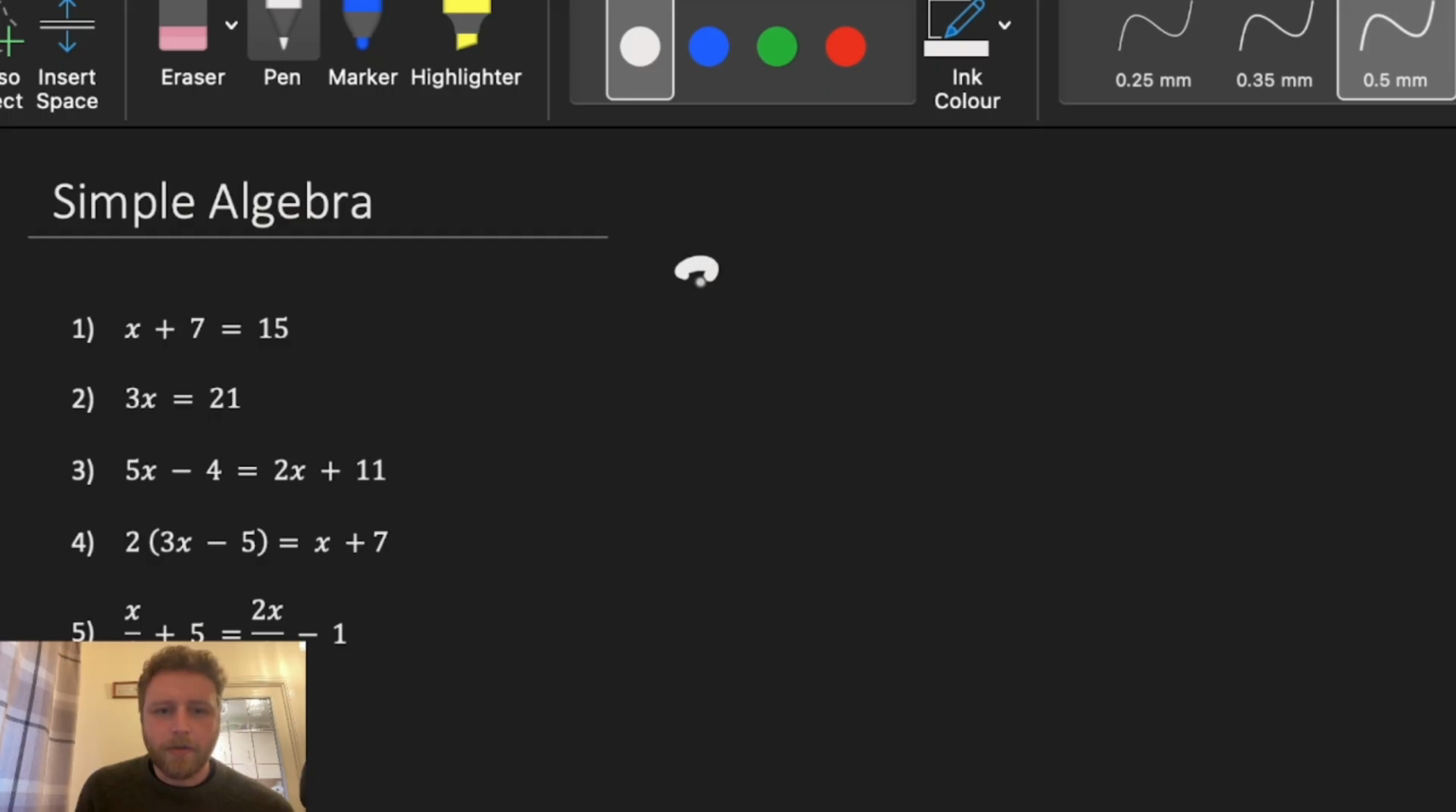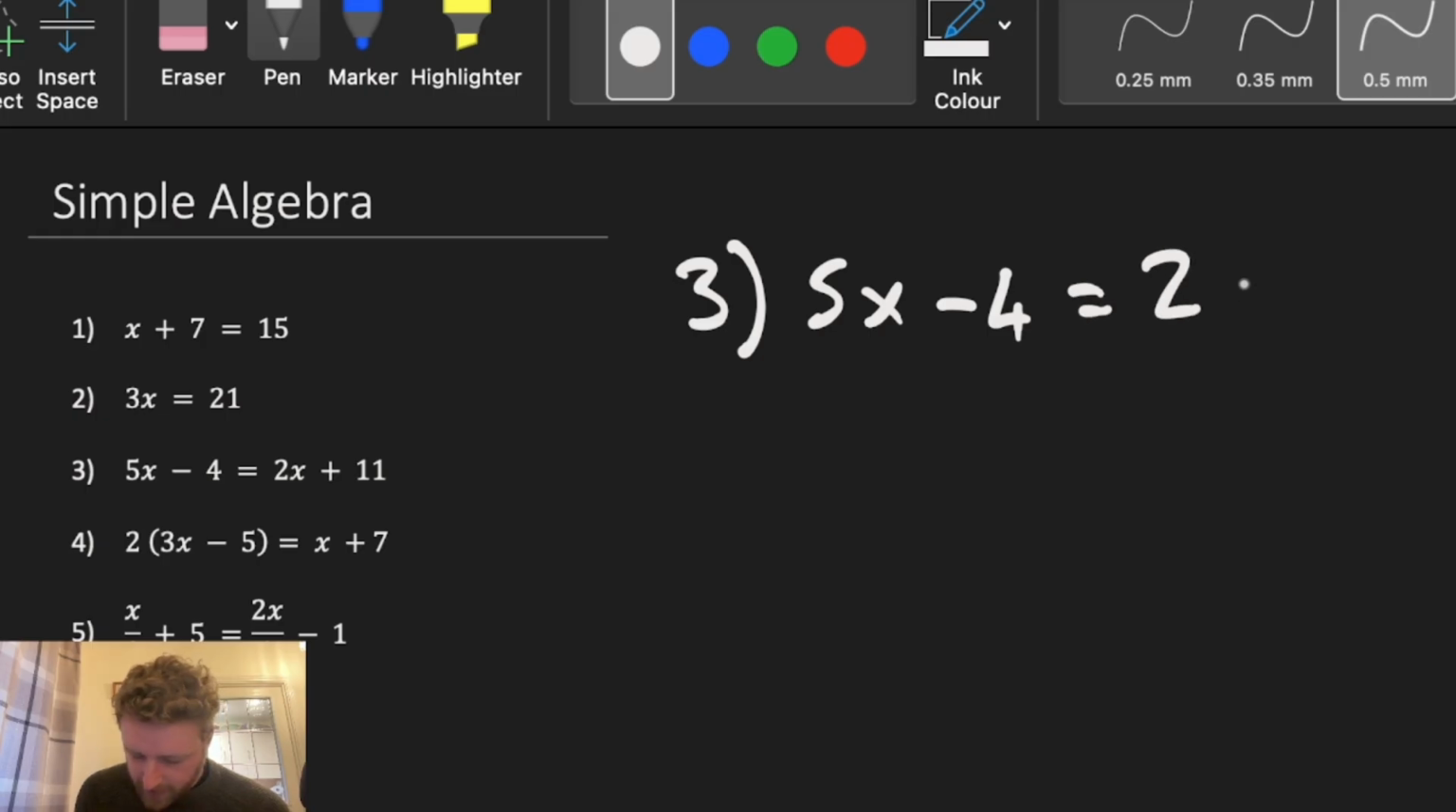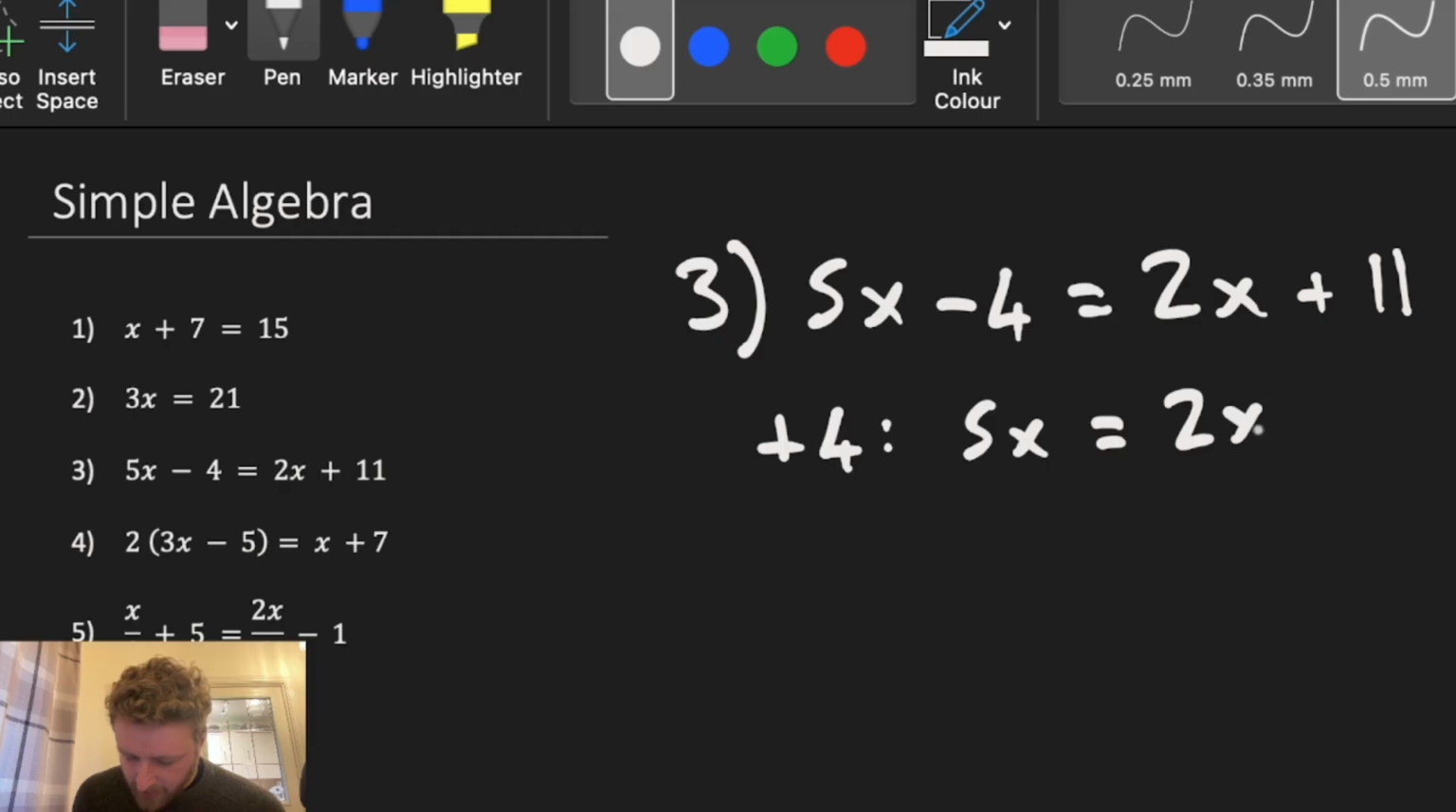So question number 3, we have 5x minus 4 is equal to 2x plus 11. And so what do we have to do here? Let's take a look. One of the first things I can see we can do, we can add 4 to both sides. So let me just add 4 to both sides. And that will give us 5x is equal to 2x plus 15, because 11 plus 4 is 15.